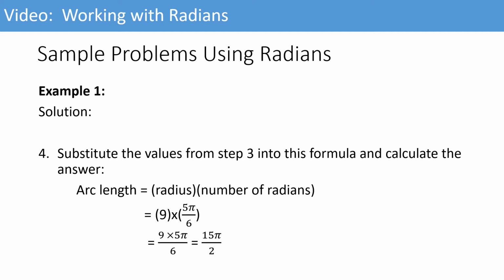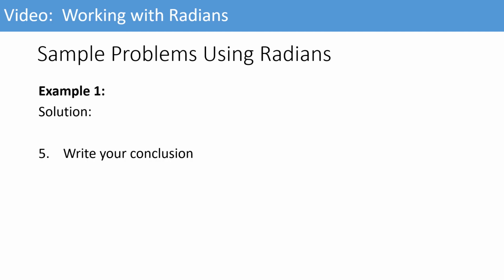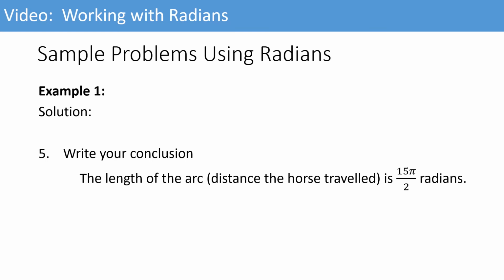Multiply the top, 9 times 5 pi, divide by 6. Common factor out 3. So 3 times 5 is 15 pi, and 3 times 2 is 6. So our answer would be 15 pi over 2. Write your conclusion. The length of the arc, the distance the horse traveled, is 15 pi over 2 in exact form.